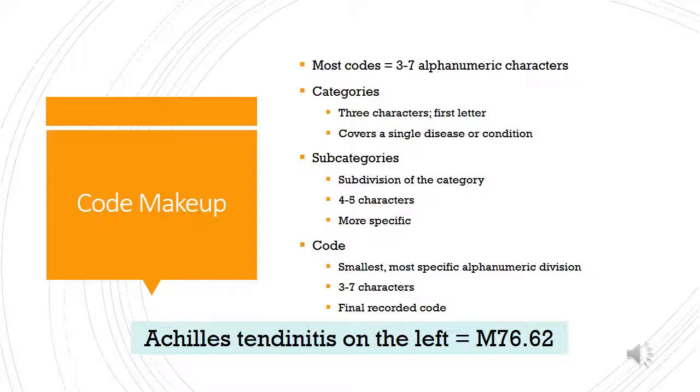M76.6 was the code found in the alphabetic index for tendonitis Achilles. Locate M76.6. Note the subcategories listed under this. We always want to find the most specific code with the documentation we have. You will see that the diagnostic code for this diagnosis is listed under Achilles tendonitis, left leg. The correct code for Achilles tendonitis on the left is M76.62.